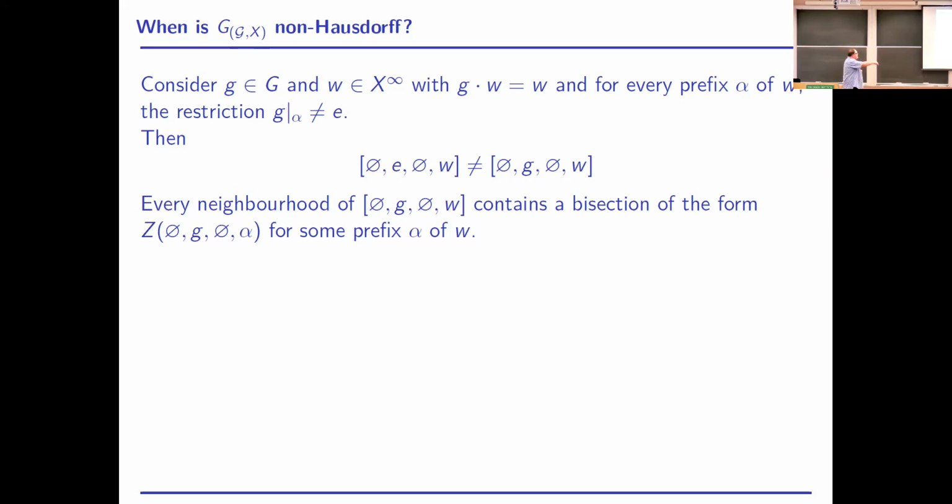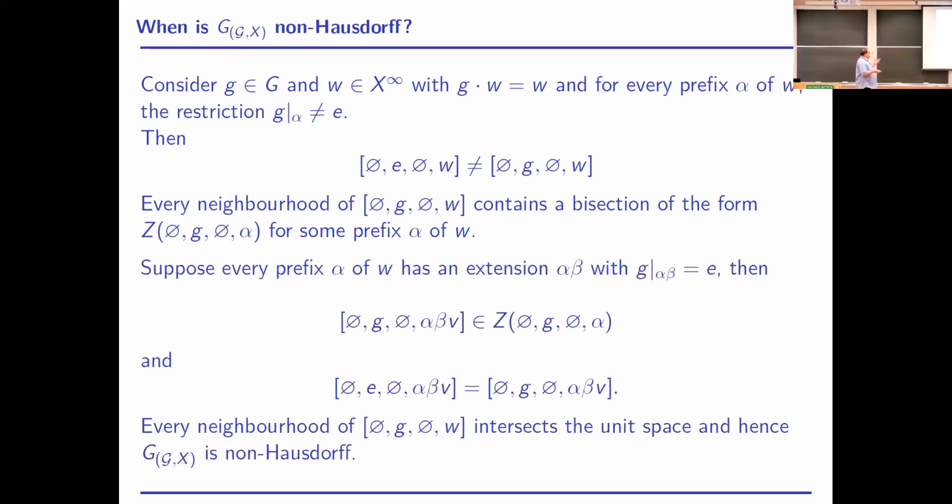And so this is, as I said, this is where we'll go looking for non-Hausdorff elements. Can I separate these two elements? So every neighborhood of GW contains a bisection of the form ZG alpha for some prefix alpha of W. And so this is the condition for when it is non-Hausdorff.